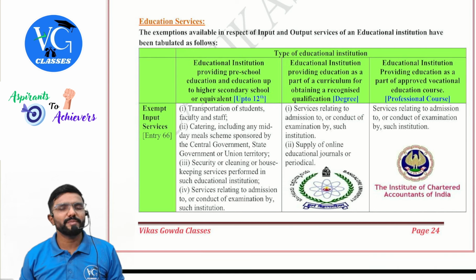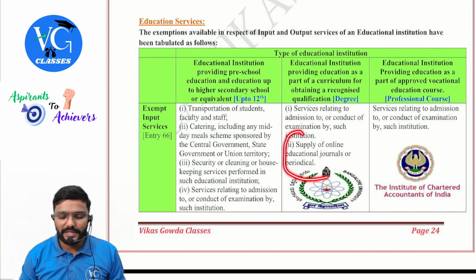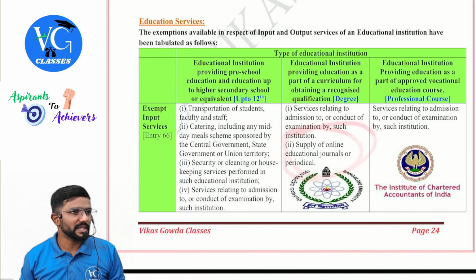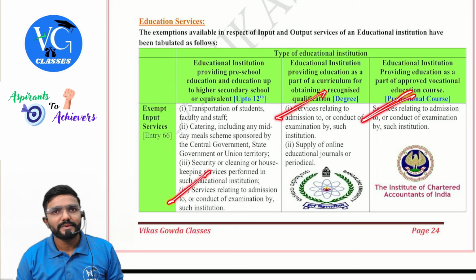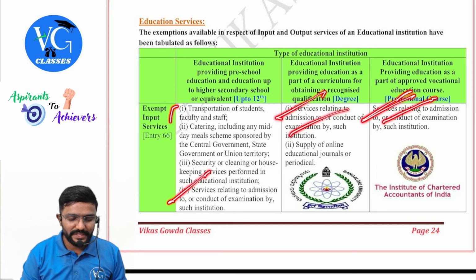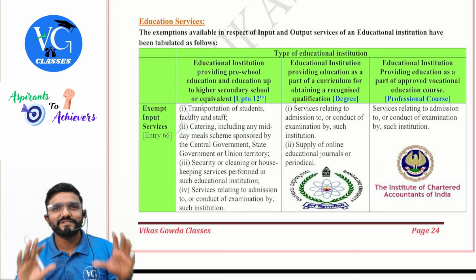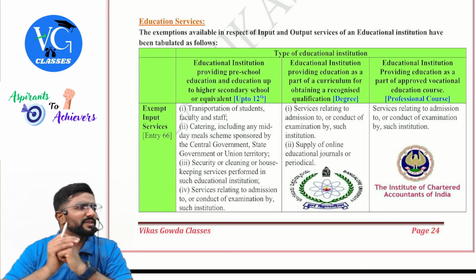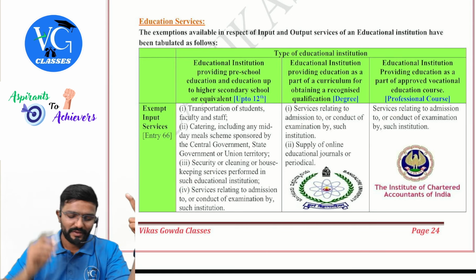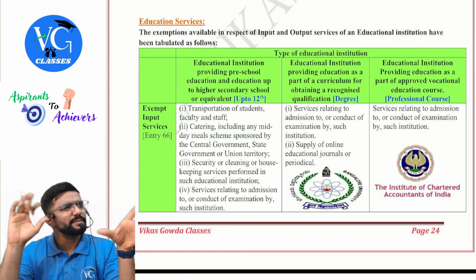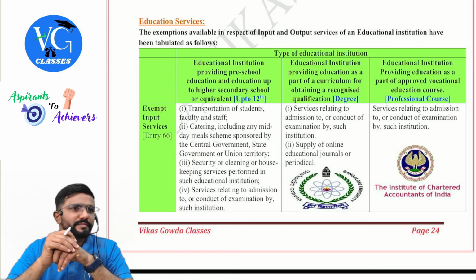Guys, keep it simple. See, this is covered only in second category. Journals, online journals and all. Whereas this is covered in all three. Whereas the first three is covered only in first case. What are those? Easy to remember. Transportation, catering, housekeeping, or security. Security, housekeeping, cleaning, that like that you remember.